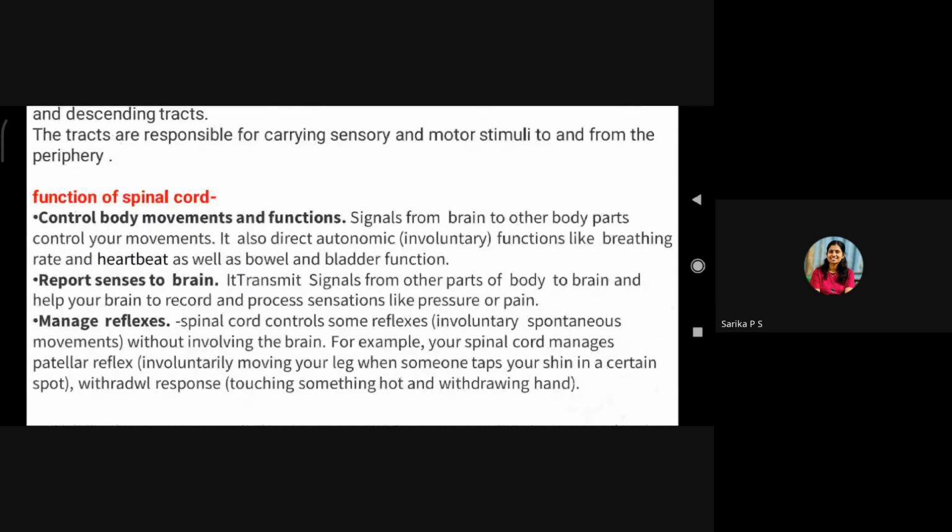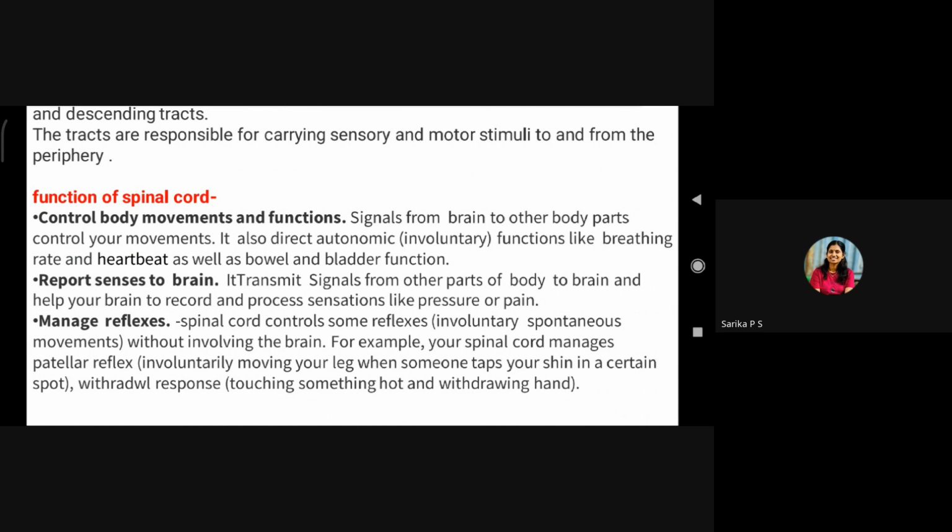Okay, so what functions is the spinal cord doing? Signals from brain to other parts of body, also direct autonomic functions, like all the functions related to our abdominal region or chest region. So, what are those? Breathing rate, heartbeat, as well as bowel and bladder function.